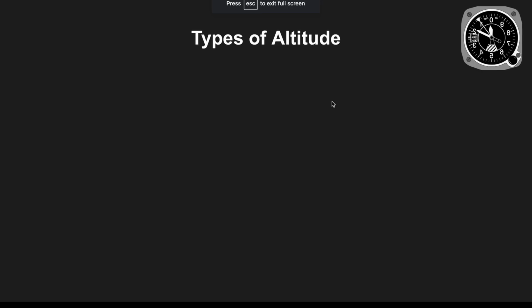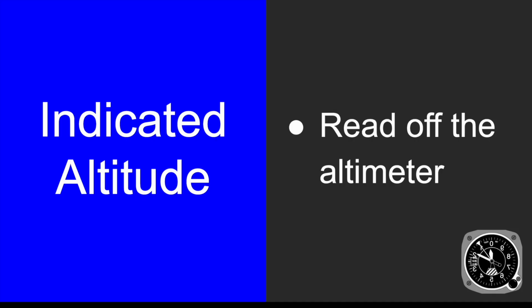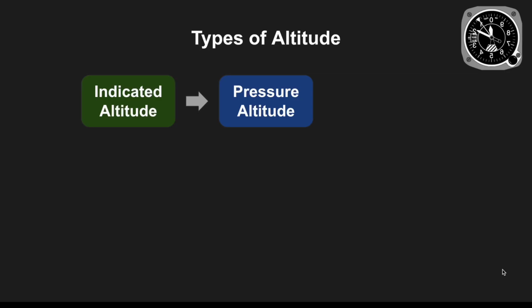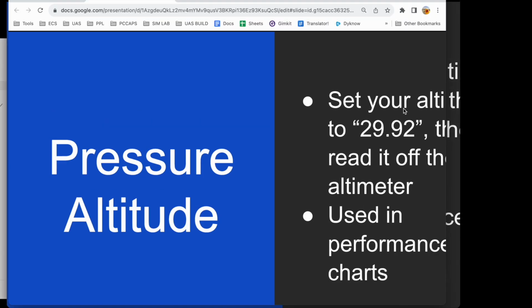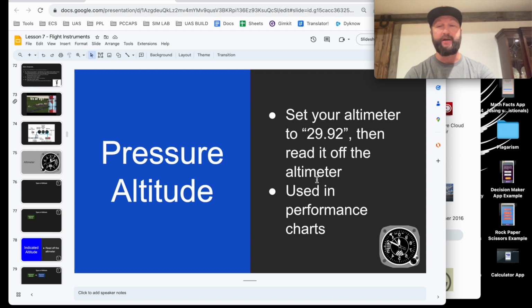So let's talk about types of altitude first. We have indicated altitude. It's read right off the altimeter. We have pressure altitude. Pressure altitude is when you just set your altimeter to 29.92. That's standard pressure. That number should ring a bell in your head. We set it to 29.92, and then it's read off the altimeter.